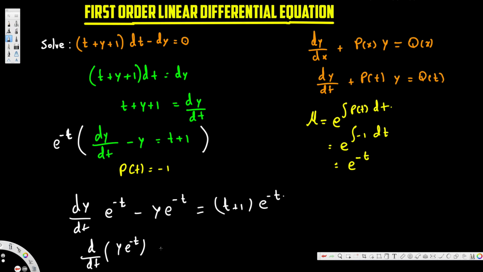So we can just equalize this one to the other side. So this is going to be t plus 1 e power -t. Now after we multiply everything by the integrating factor and simplify like this, we just have to integrate both sides with respect to t.